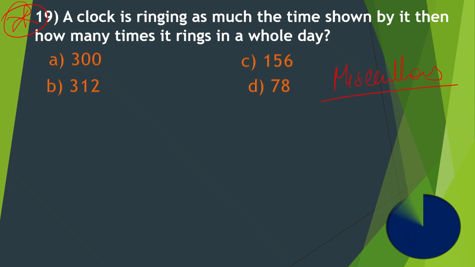A clock is ringing as much as the time shown by it. How many times does it ring in a whole day? Whole day, they have said. So if you take 12 o'clock midnight to 12 o'clock afternoon, it will be how much? It will be 12 hours, correct? But we want the whole day.